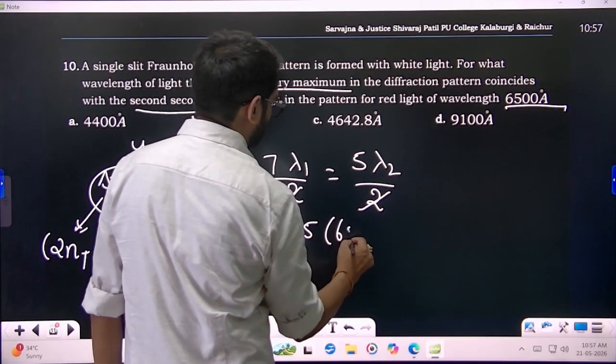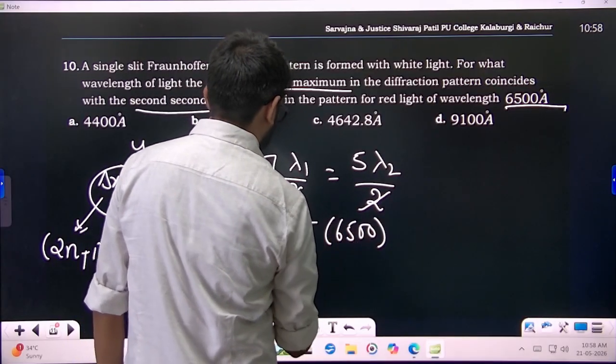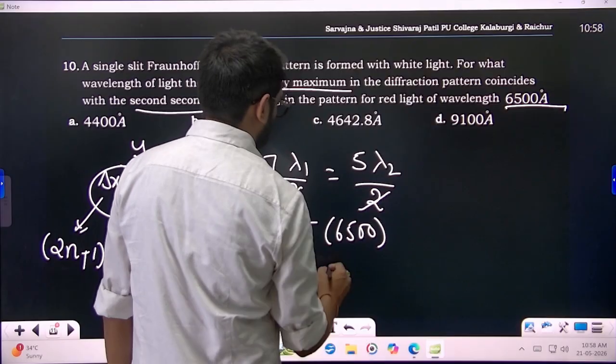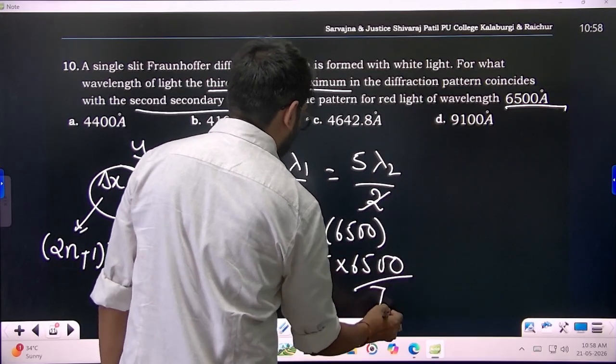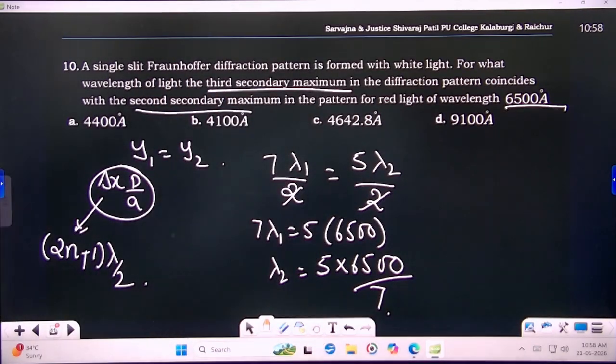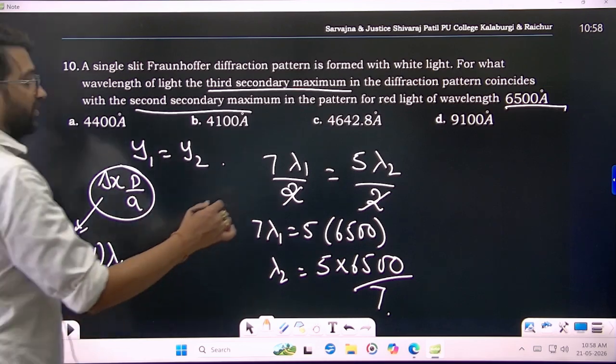Lambda 2 is 6500. So lambda 1 is equal to 5 into 6500 divided by 7. Just solve this one. How much will you get? Approximately, you can see, that is 5 into 65 divided by 7 somewhere. So 4642, right? 4642. This would be the answer for this one.